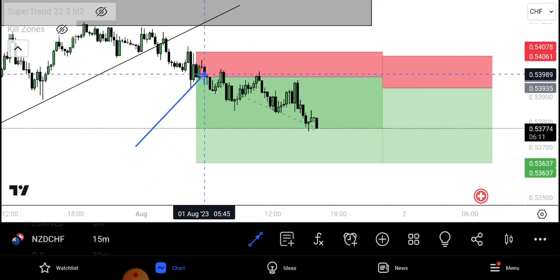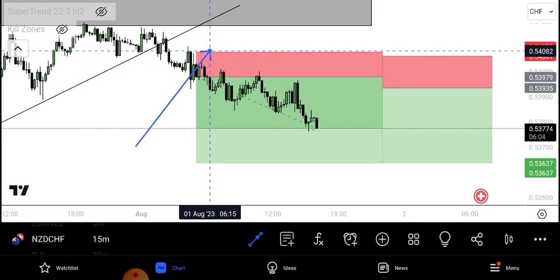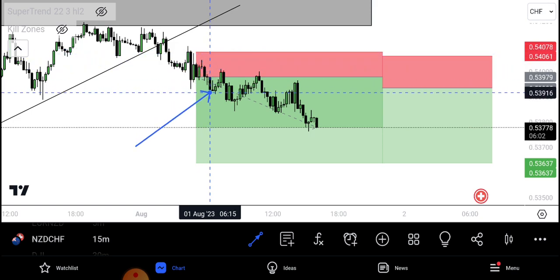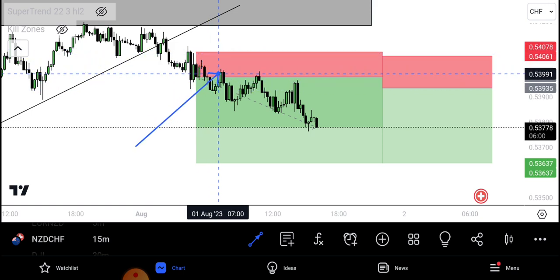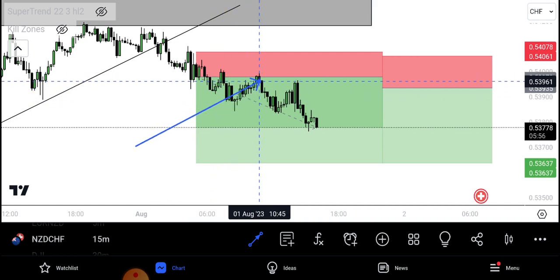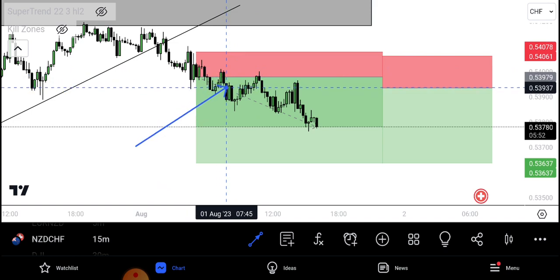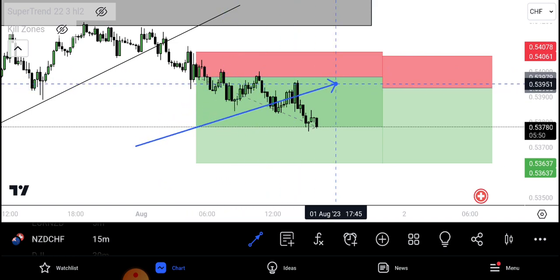So I waited for price to come in here. I put my entry right here, right on the sell limit, placed my stop loss above there, and you can see how price rallied up, got into my stop loss, and then we started coming down into profit. Scared us.